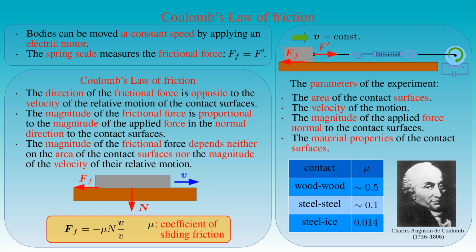In this table, this coefficient is given for some pairs of different materials. We can see that mu is equal to about 0.5 for wooden bodies sliding against each other, which means that the frictional force is about half of the normal force acting between their contact surfaces. The coefficient of sliding friction is equal to about 0.1 for bodies made of steel when they are sliding against each other, that is, the frictional force is much smaller than the one produced for wooden surfaces for the same normal force. The friction between an ice lump and a steel surface is even smaller since the coefficient mu for this pair of materials is equal to 0.014.